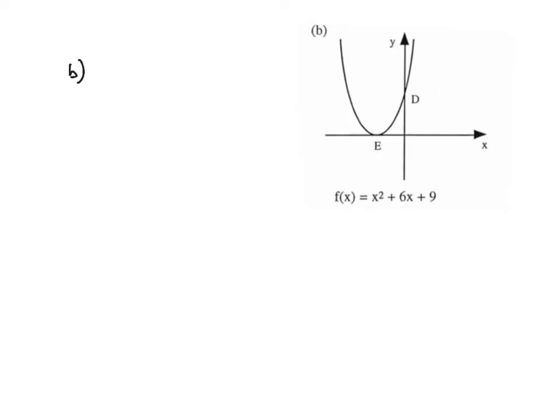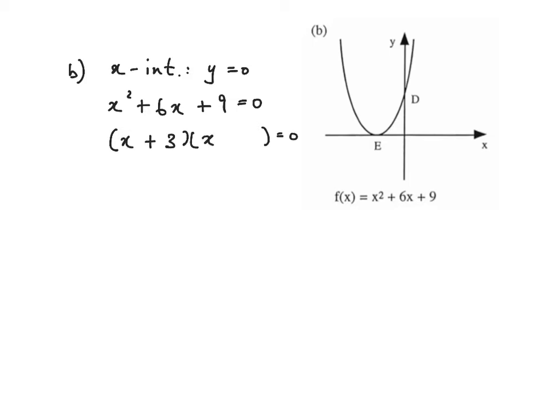Part B, the x-intercepts occur when y equals 0, so we have x squared plus 6x plus 9 equals 0. x plus 3 equals 0. Both brackets give the same answer. We only need to write the answer once. The coordinates of E then are minus 3, 0.